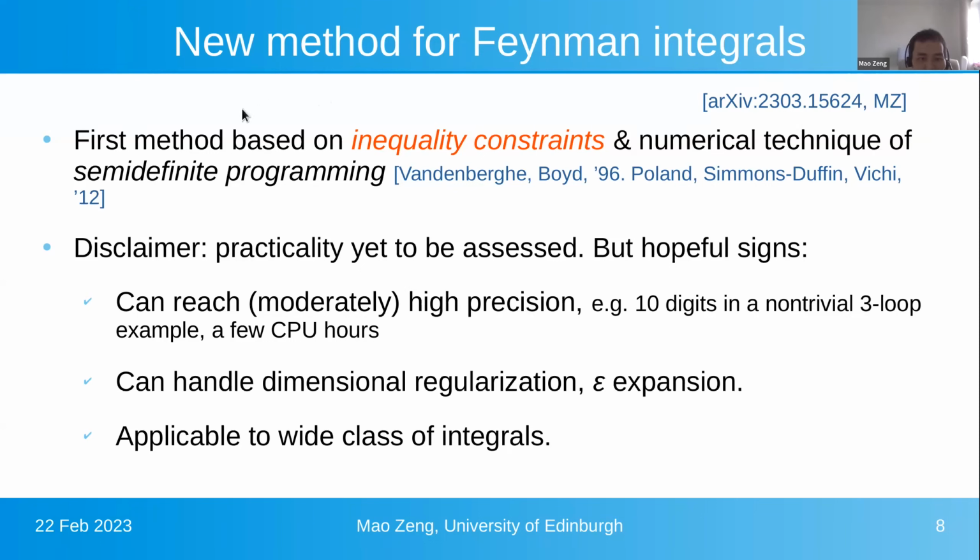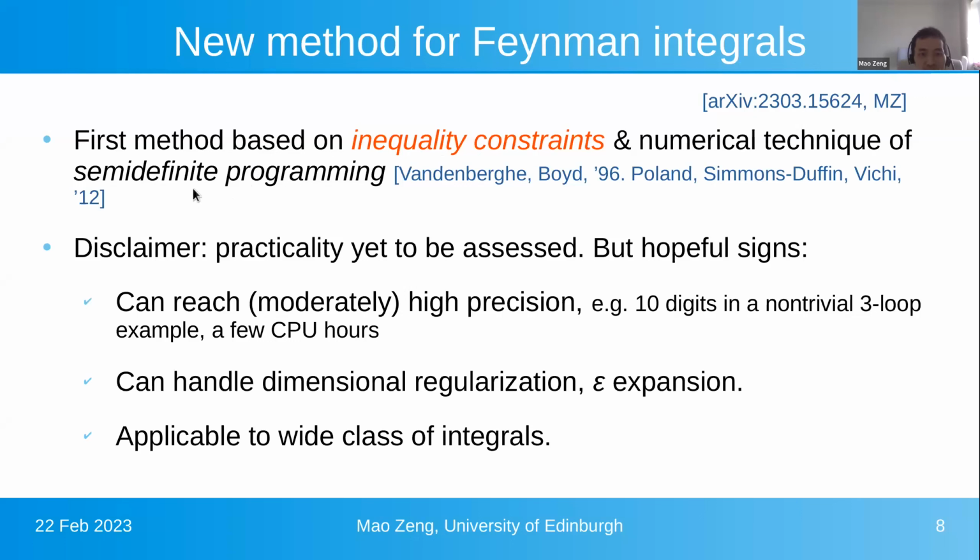We have yet to see how practical this method is, given that evaluating Feynman integrals is an extremely mature research field with many methods. But I can say that there are hopeful signs that we are on the right track, as the method can reach a moderately high precision. For example, in the later examples I will show you, I can reach 10-digit precision without too much computation time for a non-trivial 3-loop example.